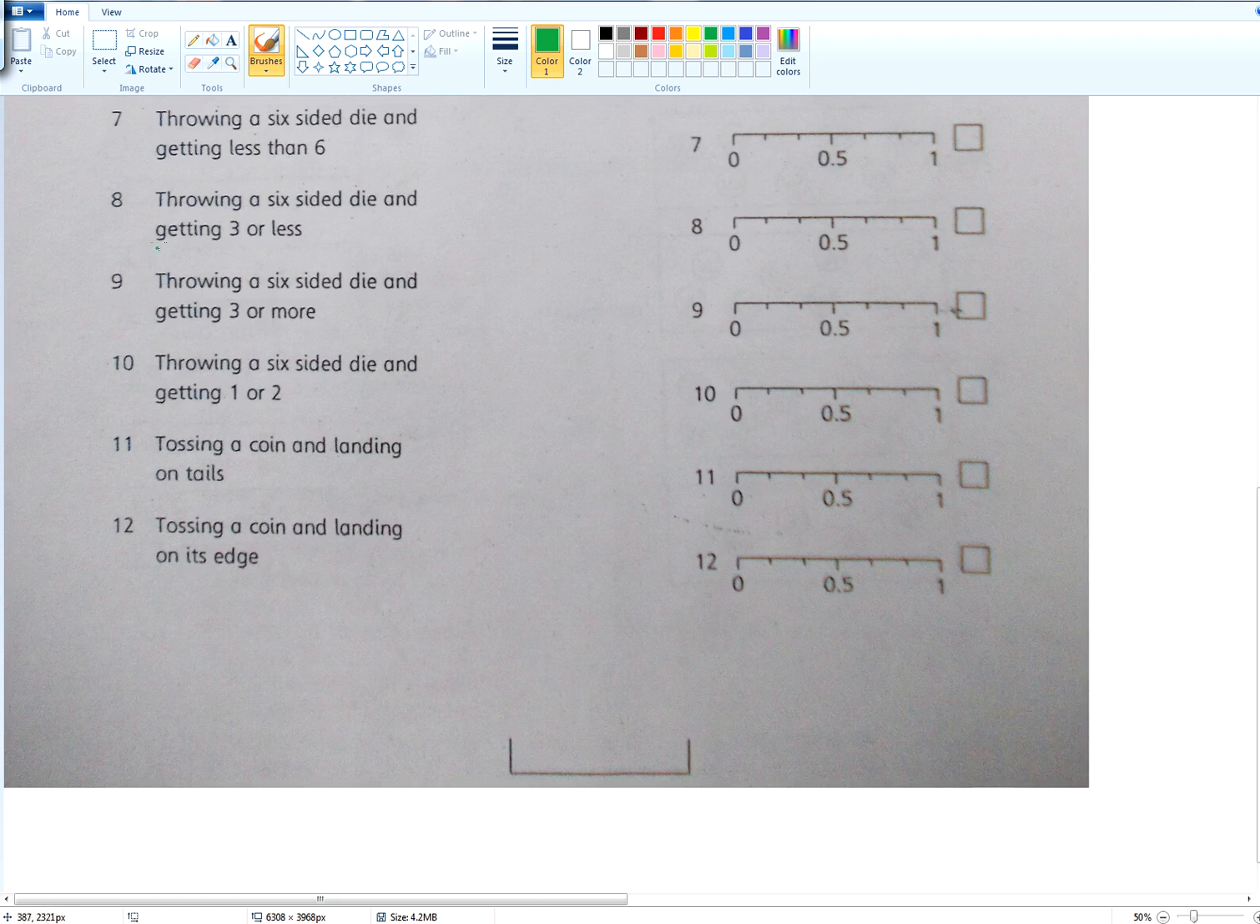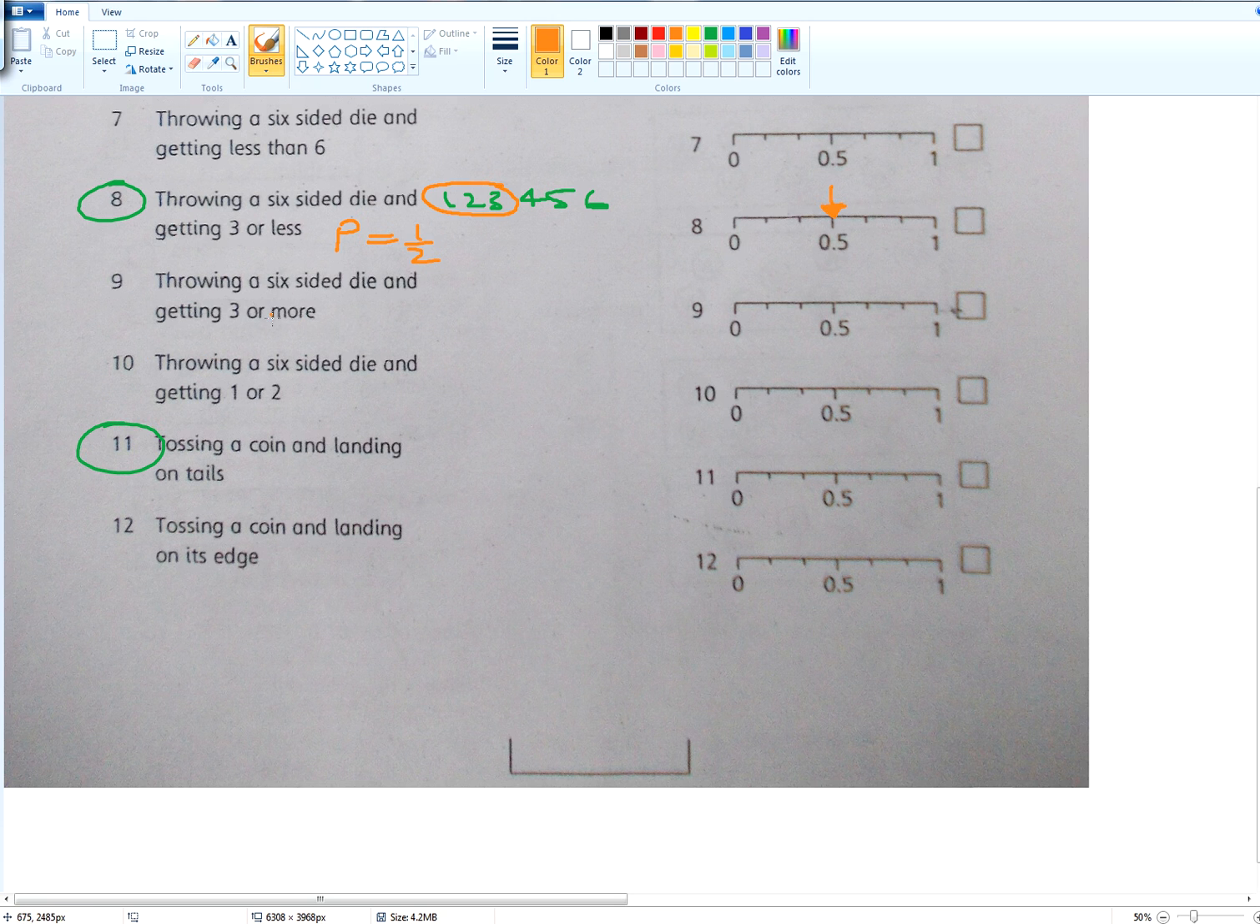Let's go down a bit. Okay. Question number 8 and number 11. We're throwing a 6-sided die and getting 3 or less. What does that mean? Let's have a look. 1, 2, 3, 4, 5, 6. If you throw a die and get 3 or less, how many chances do you have of getting 3 or less? 3 out of 6. 3 out of 6 is the same as we just said earlier. So the probability of getting 3 or less will give us a half. And a half we can put out on top if you like now. And that will go there.